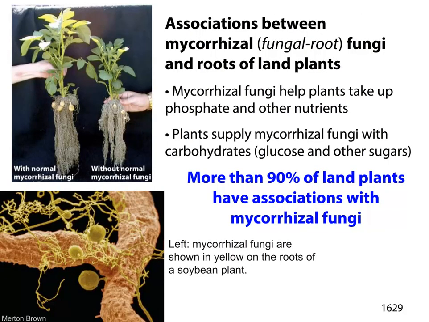Interestingly enough, when it comes to mycorrhizae and land plants, they have a very extensive relationship. Mycorrhizae fungi will help plants take up phosphate and other nutrients, and the plants will supply the mycorrhizae fungi with carbohydrates like glucose and other sugars. More than 90% of land plants will have association with mycorrhizal fungi. This tells you there's a lot of fungi that collaborate with land plants.